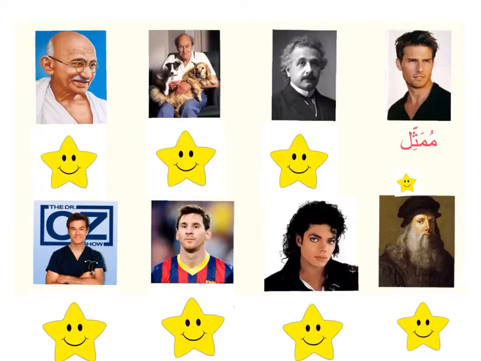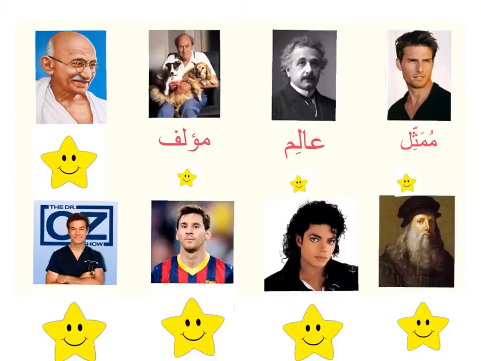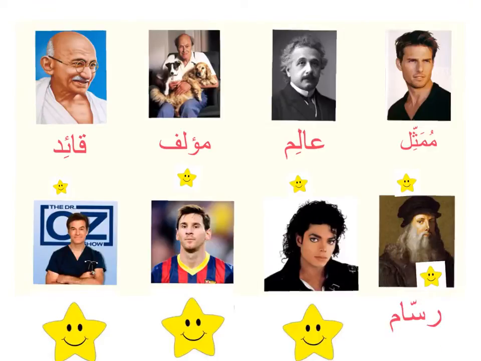Scientist in Arabic, عالم. Well done. Einstein, عالم. Author in Arabic, do you remember it? Yes, it's مؤلف. Roald Dahl, مؤلف. Leader in Arabic, قائد. غاندي, قائد. Painter in Arabic, do you still remember painter in Arabic? Yes, it is رسام.